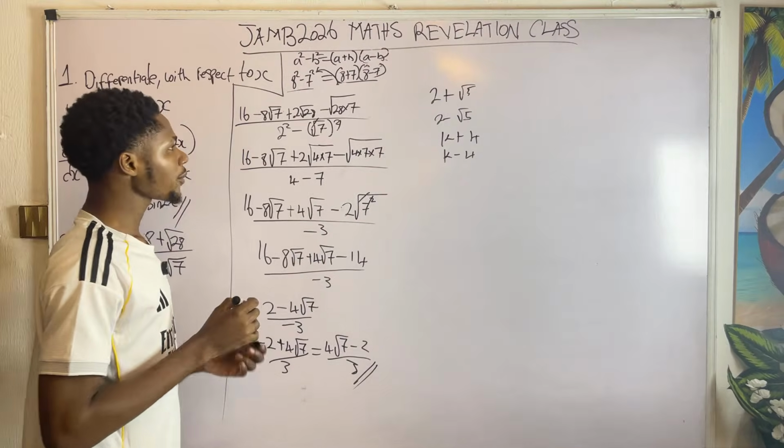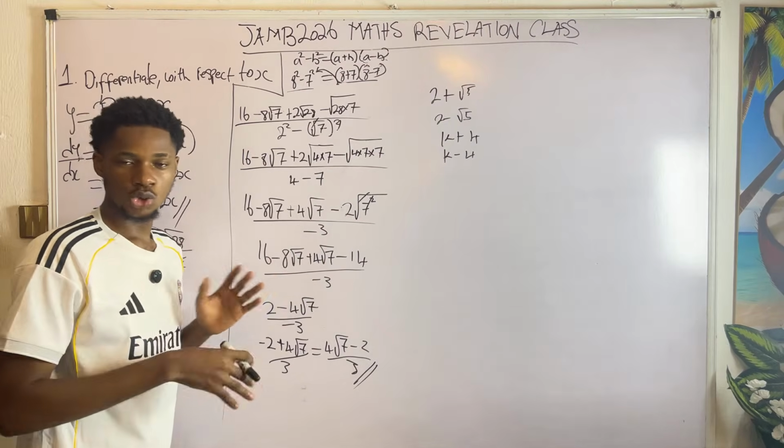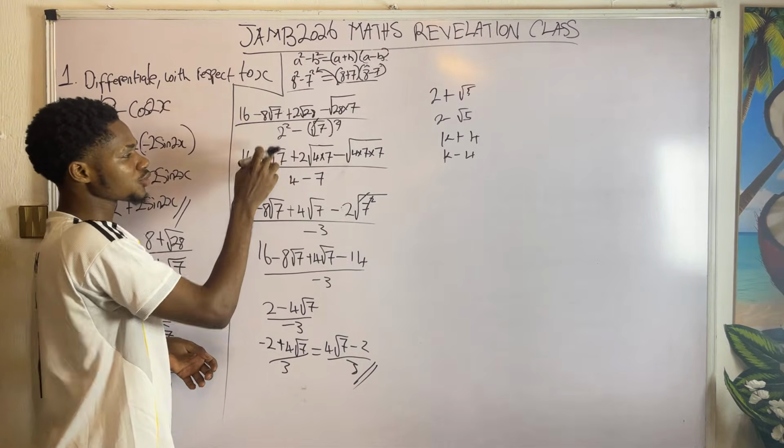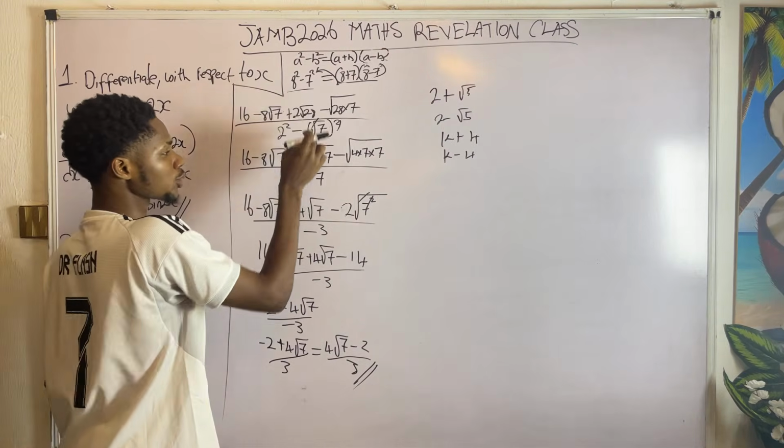Square. Okay, from here we have to simplify. We are done solving, so we simplify to get our final answer. We have 16, which is this, minus 8 root 7, which we are having here, plus 2 root 28.